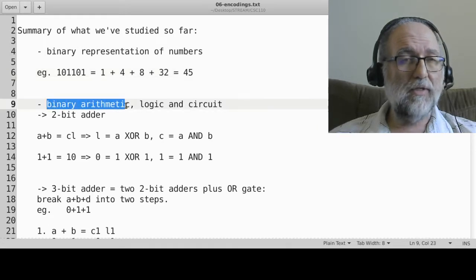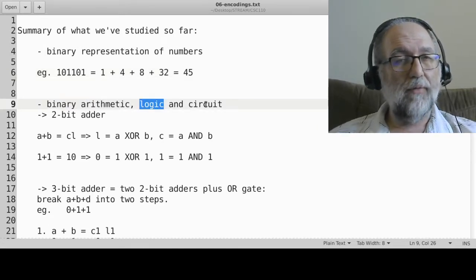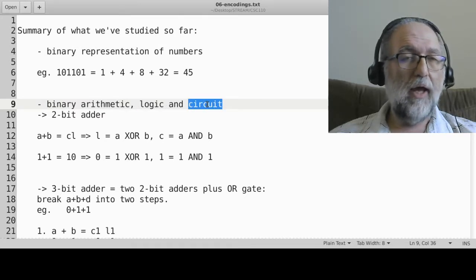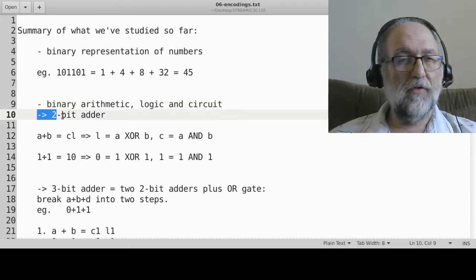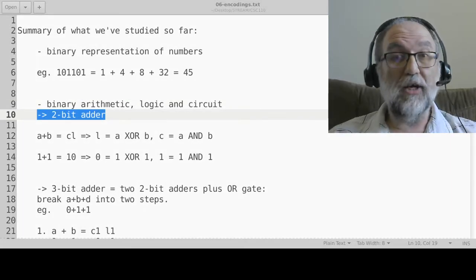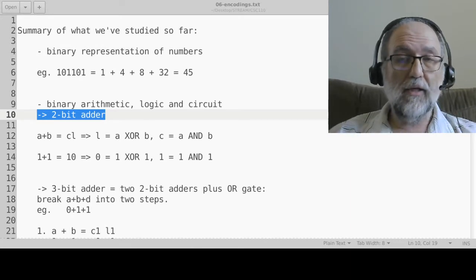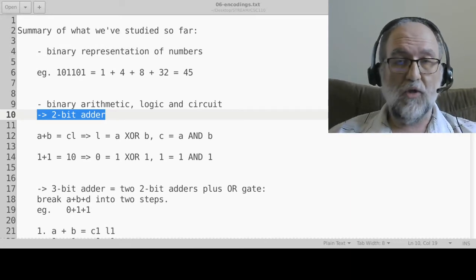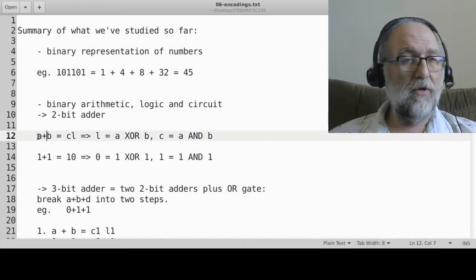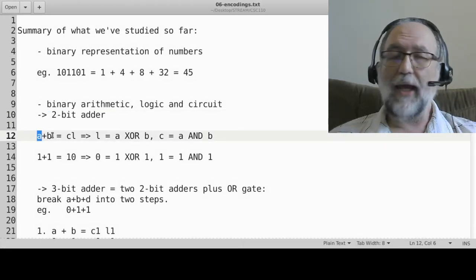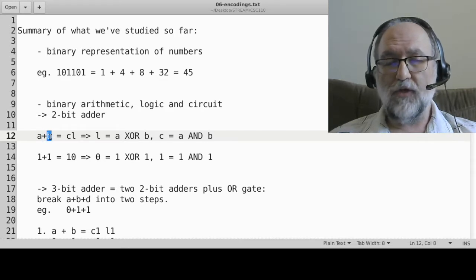The next thing I taught you is how to do binary arithmetic, and also binary logic and binary circuits. I'm going to do it in a slightly different order right now. I'm going to start with the logic and build up the arithmetic with that. And so the first thing we needed to learn was how to build something that could add 2 bits, which the device was called a 2-bit adder. Basically, if you have 2 bits, and here they're being represented with A and B, A could be either 0 or 1, B could be either 0 or 1.